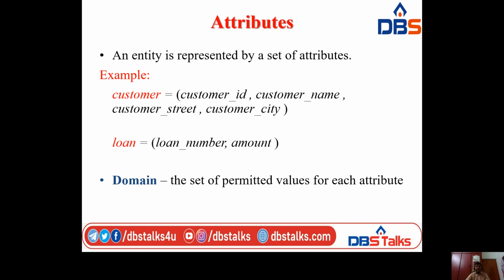Now coming to the attributes. An entity is represented by a set of attributes. Every entity set has a set of attributes. For example, customer. Customer contains some set of attributes. The customer entity is formed by customer ID, customer name, customer street, customer city, etc. All of these are called attributes.